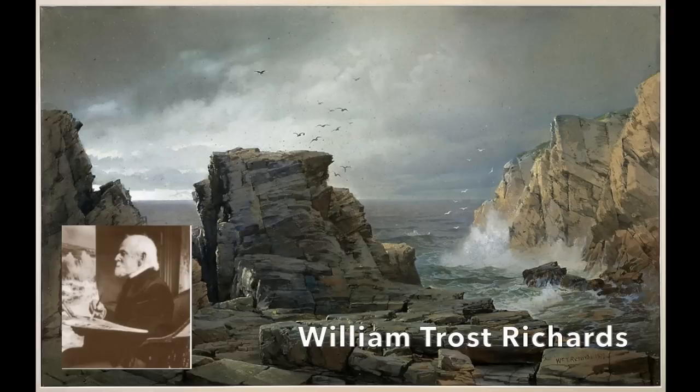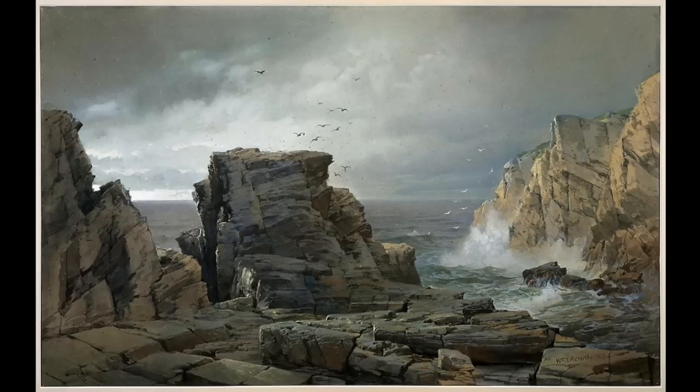This is William Trost Richards, another American painter. I don't have as much on him, but he painted both watercolor and oil, probably known more for his watercolors. And this is a watercolor. It's an opaque watercolor. I don't know if he used gouache or casein, maybe a combination of transparent watercolor and gouache. But his stuff is beautiful. Again, very detailed, dramatic light, good use of dark and light value changes.